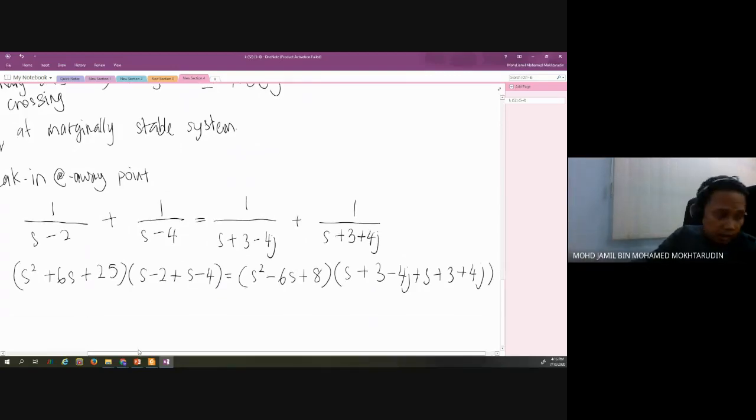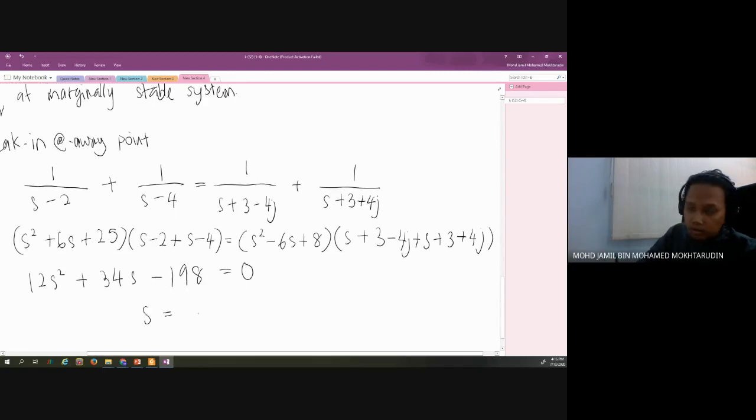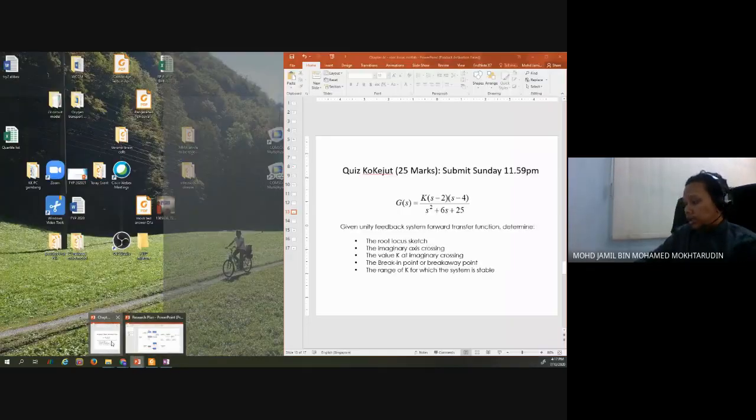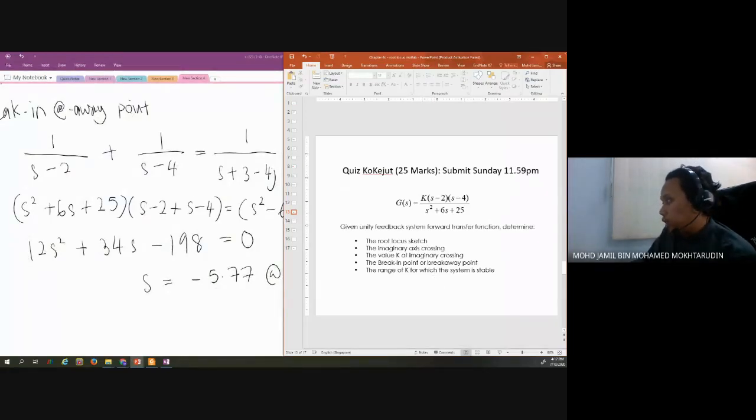Okay. And then you simplify, you will get 12 s squared plus 34s minus 198 equals 0. And then find s. So s equals minus 5.77 or 2.86. So there are two breakaway or break-in points. And then we sketch the root locus, because we have all the information needed.